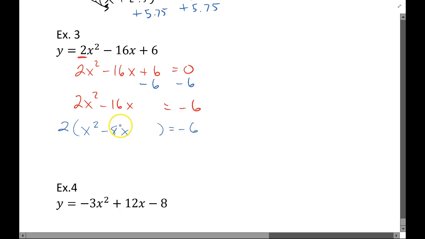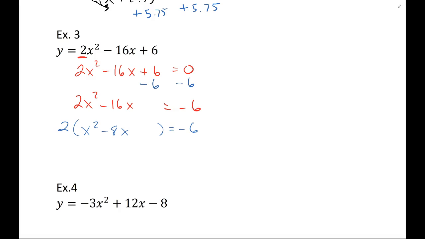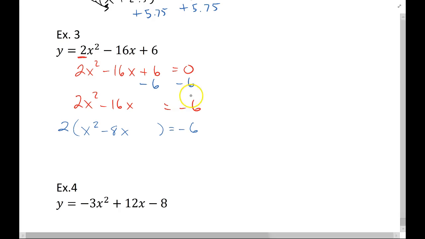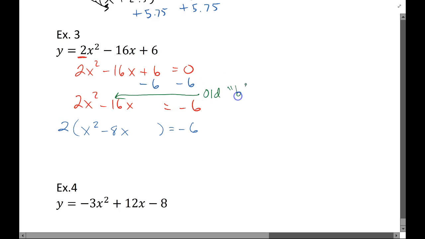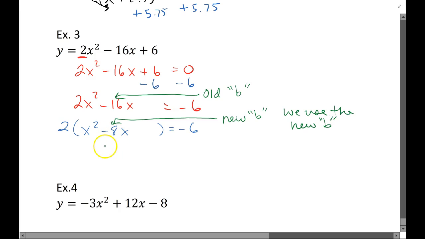So this is my new b value. This is the old b. This is the new b. We use the new b. So we're going to take half of negative 8. So negative 8 over 2, squared. Negative 8 over 2 is negative 4, squared is positive 16.